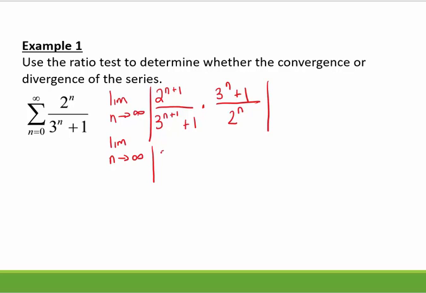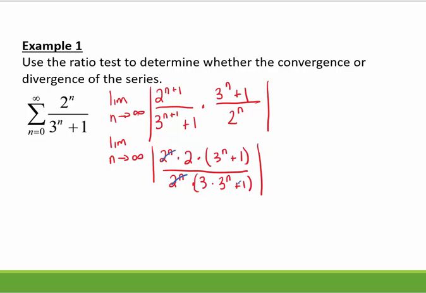This first term is like saying 2 to the n times 2 times the big quantity of 3n plus 1. On the bottom we have a 2 to the n times a 3 times, I'm going to put this in parentheses, a quantity 3 times 3 to the n plus 1. Now notice a few things can cancel. 2 to the n's can cancel.